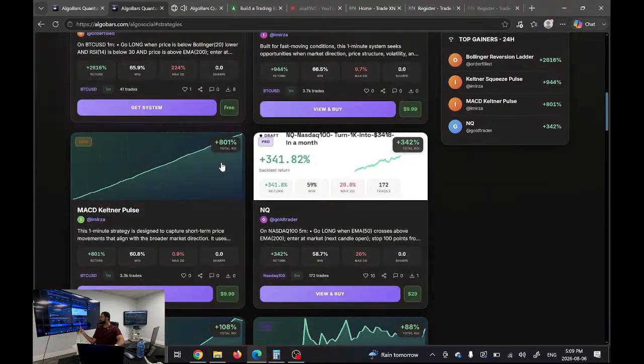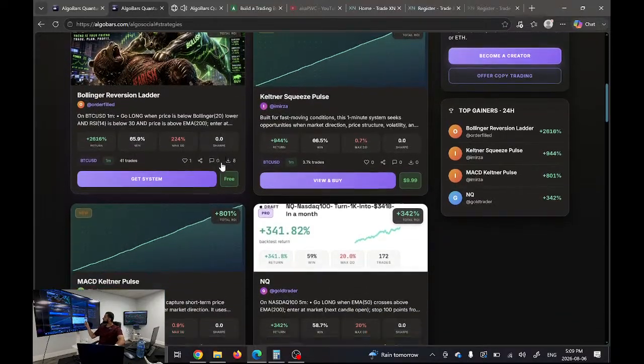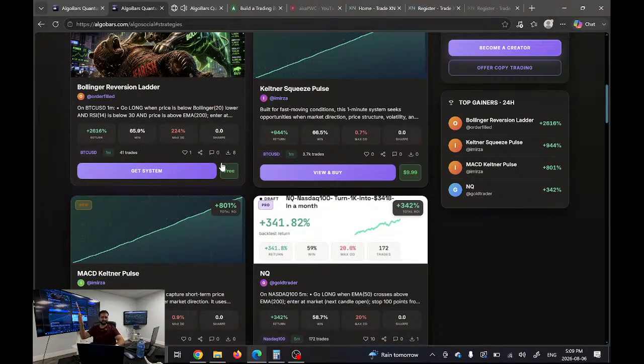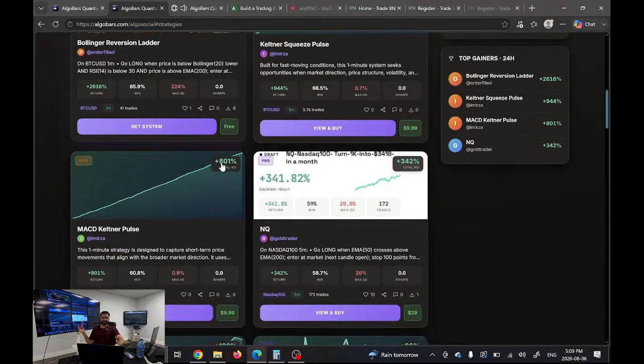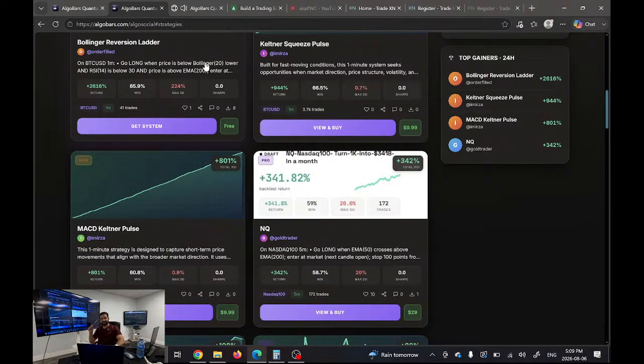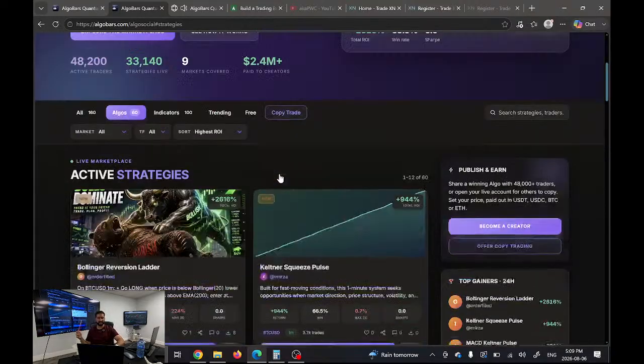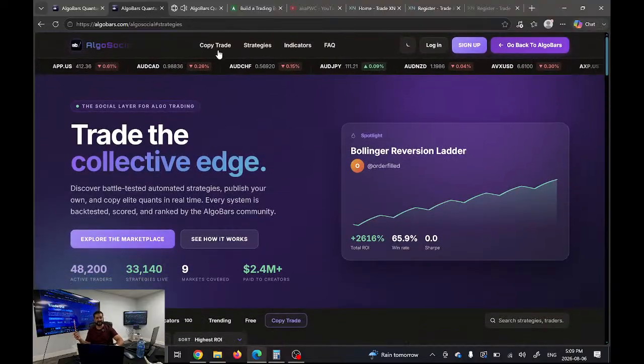And some of them are free, okay? Like this one is free. Some of them are paid. They're charging you, okay? So they put a price on that strategy. And now you can go in, and the free ones you can just directly import to your account. The paid ones, you just got to pay that person, and then you'll get the strategy right away. And it directly connects to your AlgoBars account.